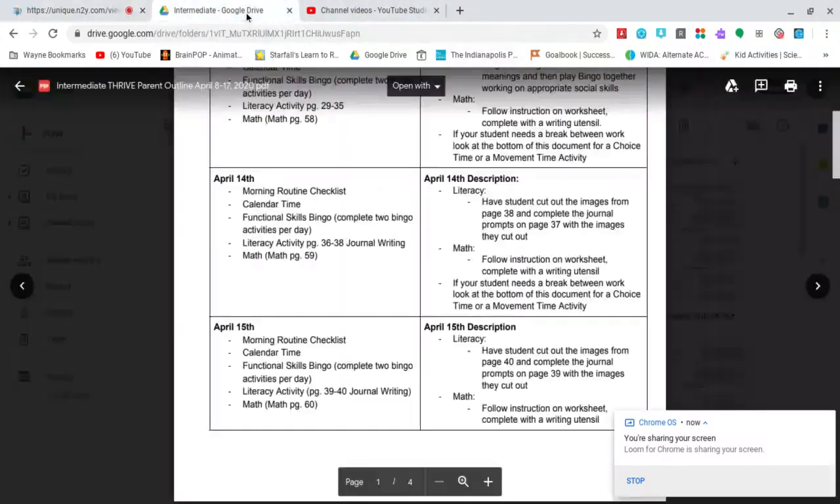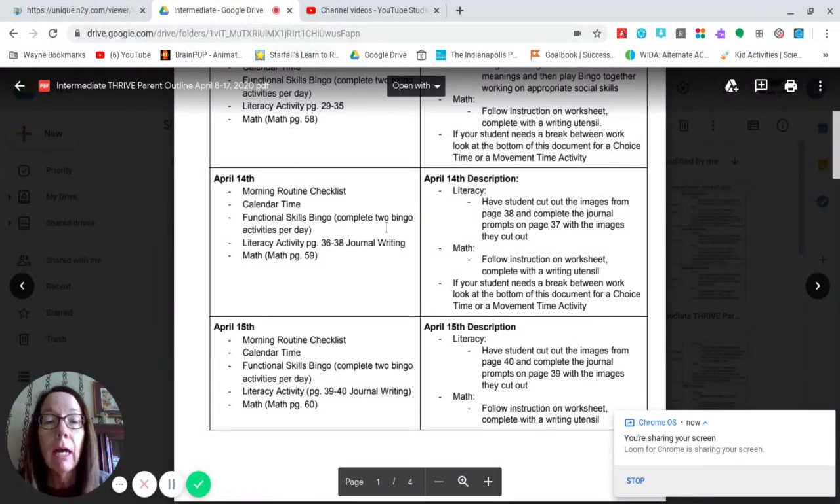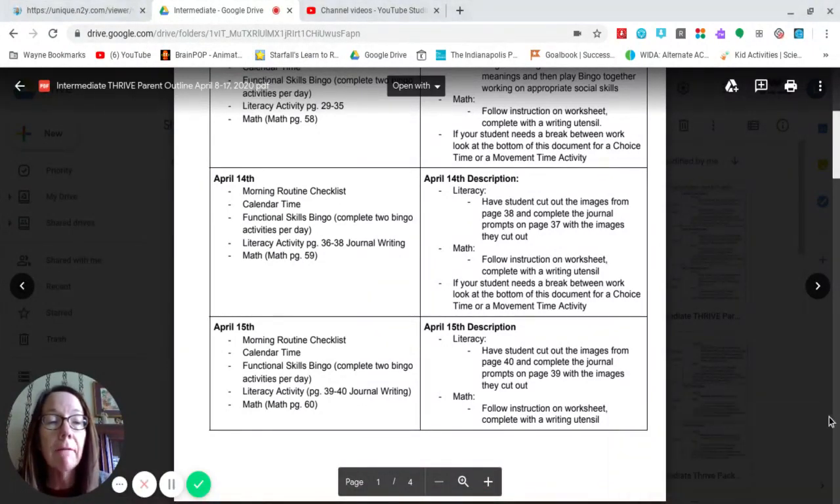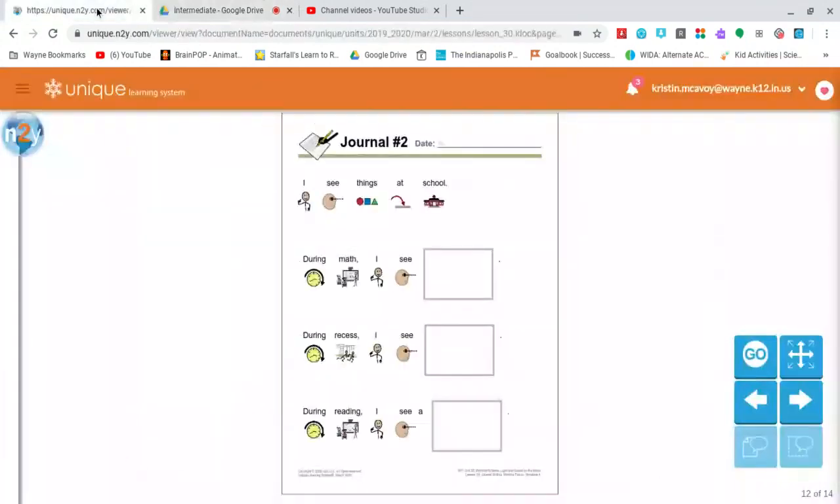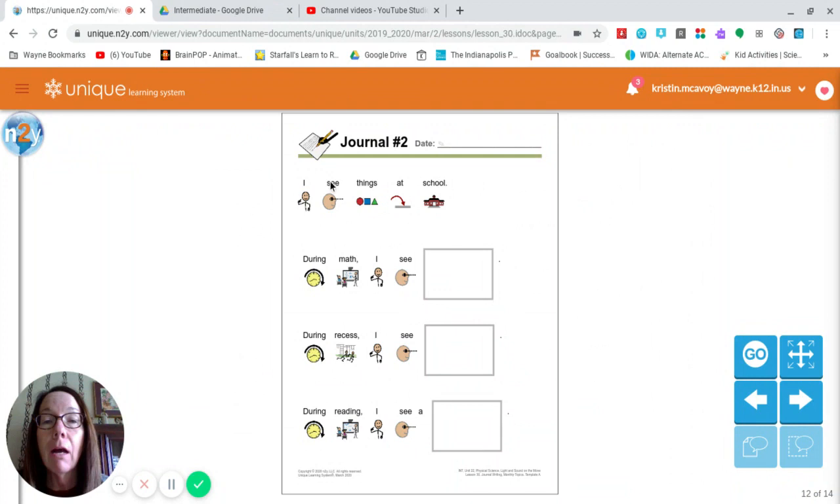If you look at this page, this is what your parents have as an outline, and it's listed here, pages 36 through 38, journal writing. Page 36 is the first page that just has my writing journal, and it's where you put your name. And then page 37 is this page right here, where is the writing journal. And then page 38 is the choices, where you will select your answer to fill in each of these rectangles. So, are you ready to get started?